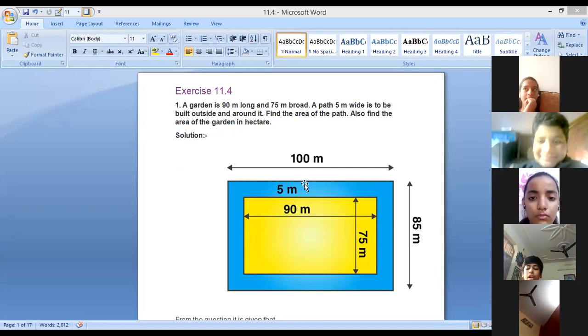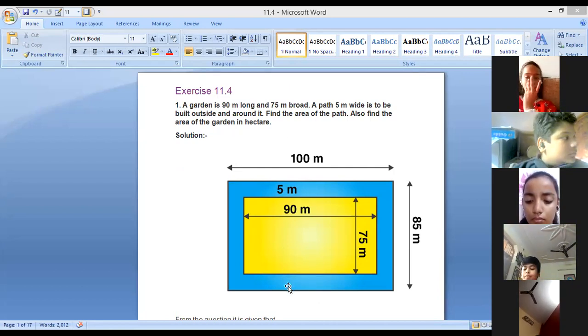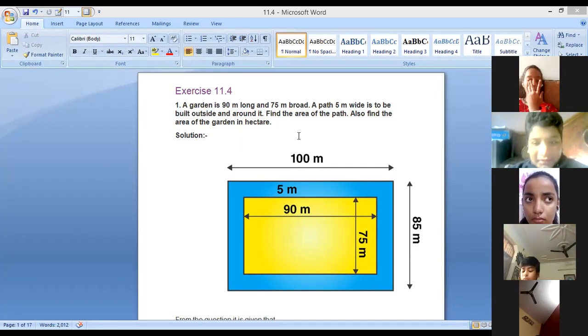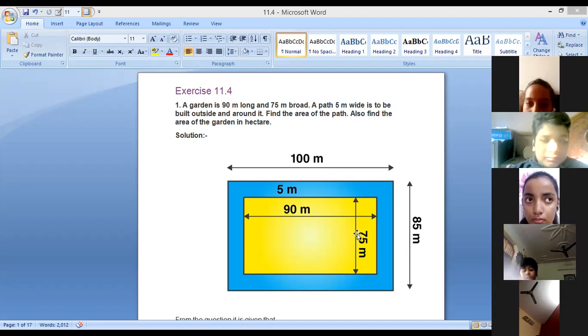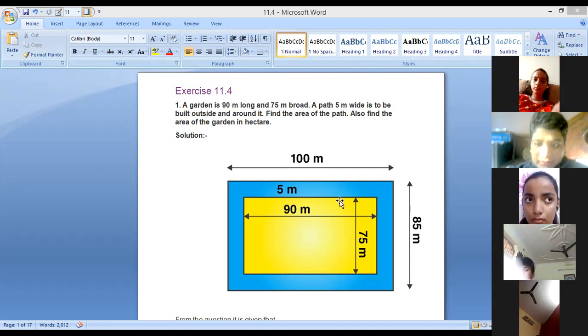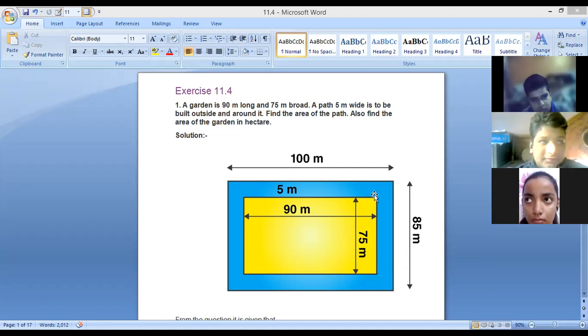See, 5 meters have been increased from this side and 5 meters from this side. So on both sides 5 meters, total 10 meters. So 90 plus 10 will be 100 meters. That will be the length of the outer rectangle. 75 plus 10 will be 85. That will be the breadth of your outer rectangle.